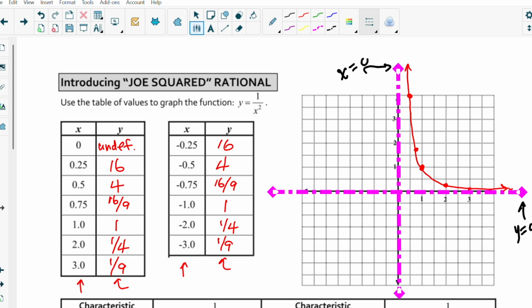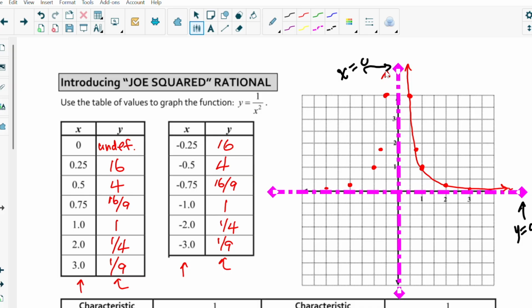Negative 0.5 and 4. So you'll see that this function is all on the positive y side. Negative 0.75, 16/9. And there's some symmetry to it, folks. Negative 1 and 1. Negative 2 and 1/4. And then negative 3 and 1/9, super close like that.